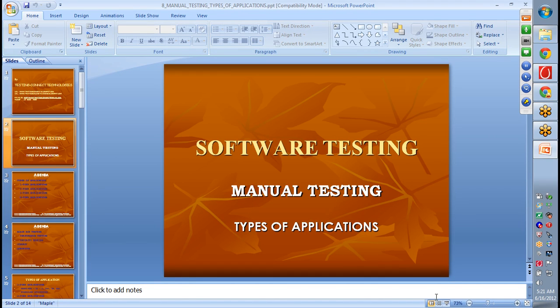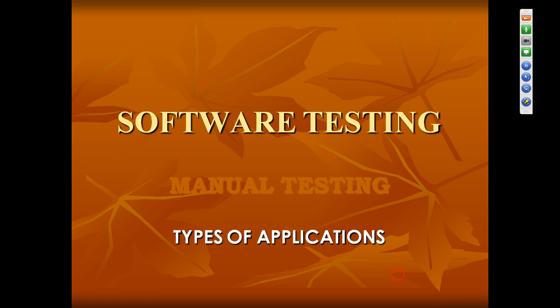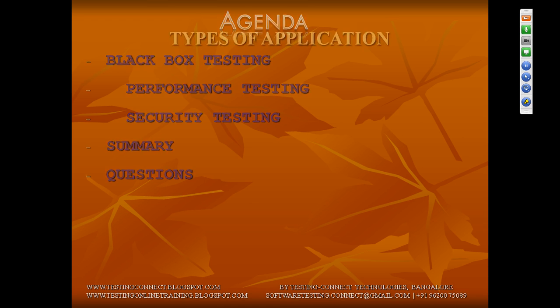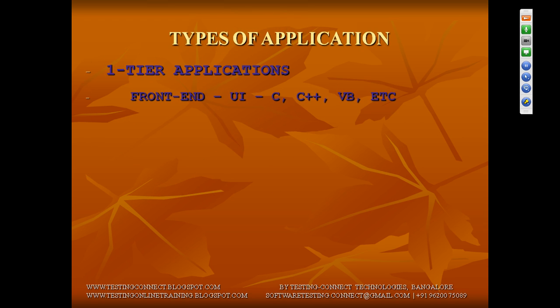Before going to performance testing, let's look at the types of applications. Normally in the IT industry there are four types of applications you will come across: one tier, two tier, three tier, and n tier. Tier is nothing but a layer. One tier means applications which have only one layer. Those types of applications you can consider as one tier applications.